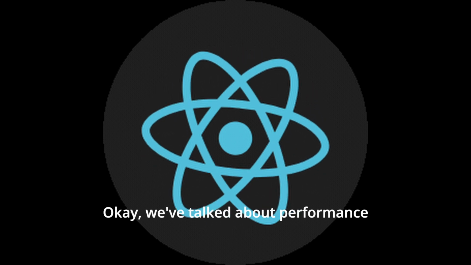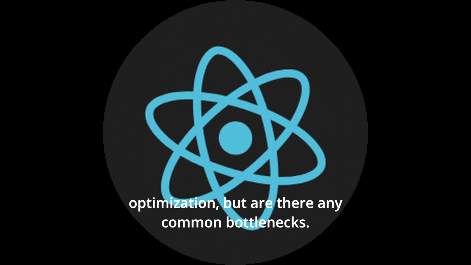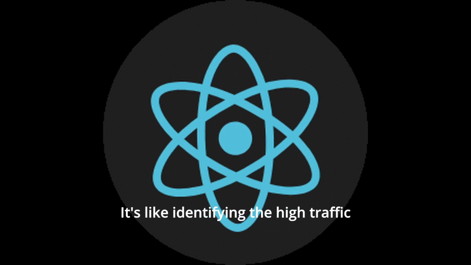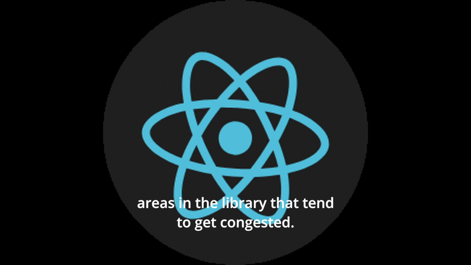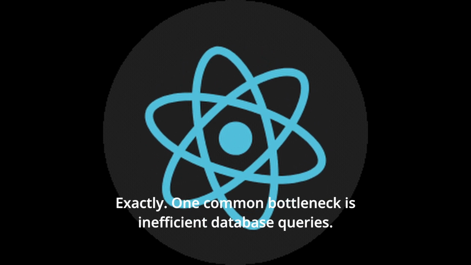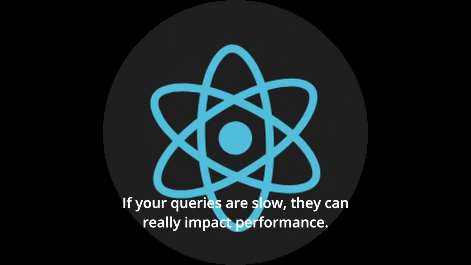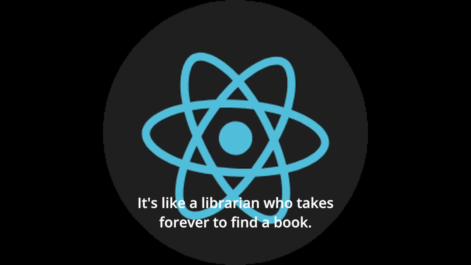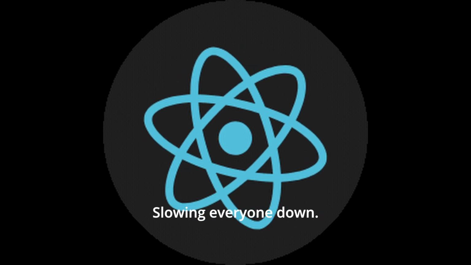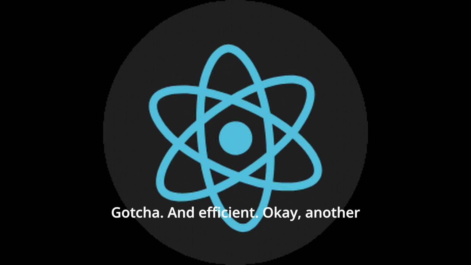It's not. Okay, we've talked about performance optimization, but are there any common bottlenecks that I should watch out for? Yeah, it's like identifying the high traffic areas in the library that tend to get congested. Exactly. One common bottleneck is inefficient database queries. If your queries are slow, they can really impact performance. It's like a librarian who takes forever to find a book, slowing everyone down. So you want to make sure those queries are quick and efficient.